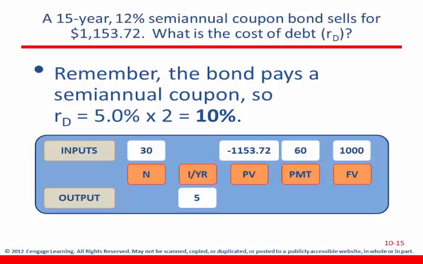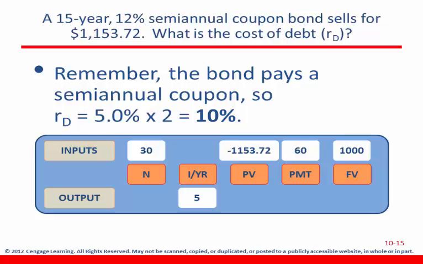It's a 15-year bond. Okay, so that's going to be 30 semi-annual payment periods. The present value is going to be the negative price. Payment is going to be one semi-annual coupon, so that's $120 divided by 2, which is 60. Future value is always 1,000.